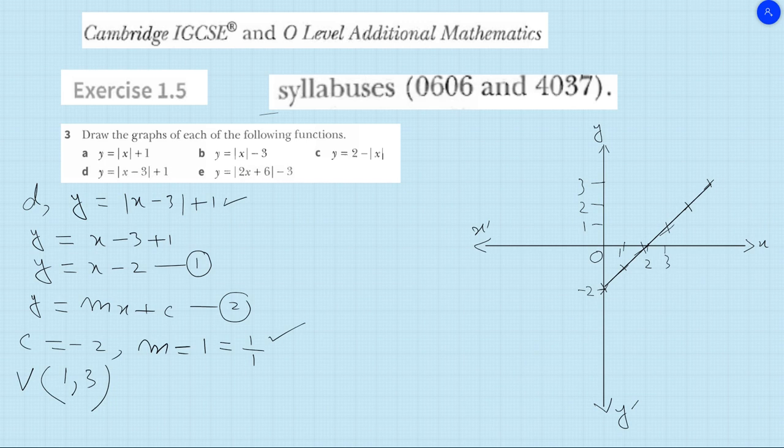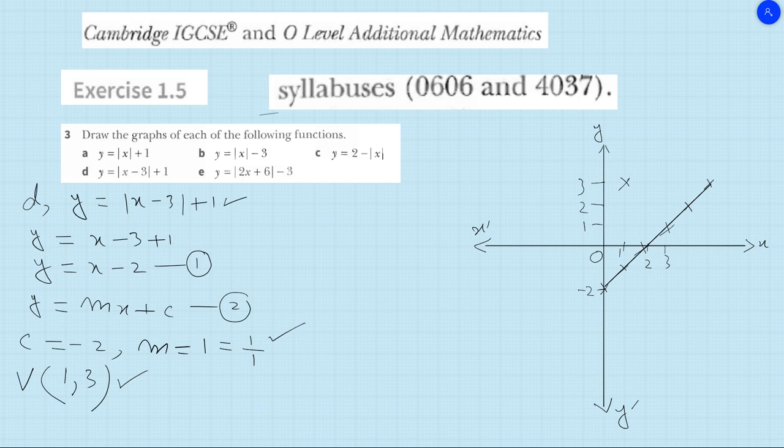But this time, this y-intercept, minus 2, is not your vertex. Your vertex is 1 comma 3. So first we have to locate our vertex. 1 comma 3 means the value of x is 1 and the value of y is 3. This is x 1, then y 1, y 2, y 3. This is our vertex.